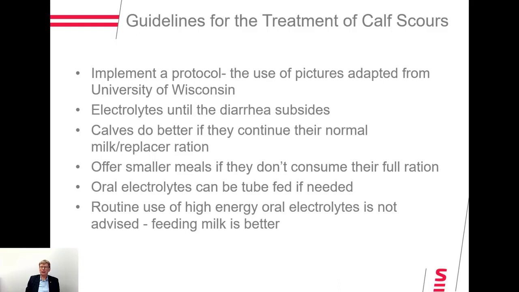The oral electrolytes can be tube fed if needed. And as a final point, I do not recommend the routine use of high energy oral electrolytes, because feeding milk is a much better source of energy.